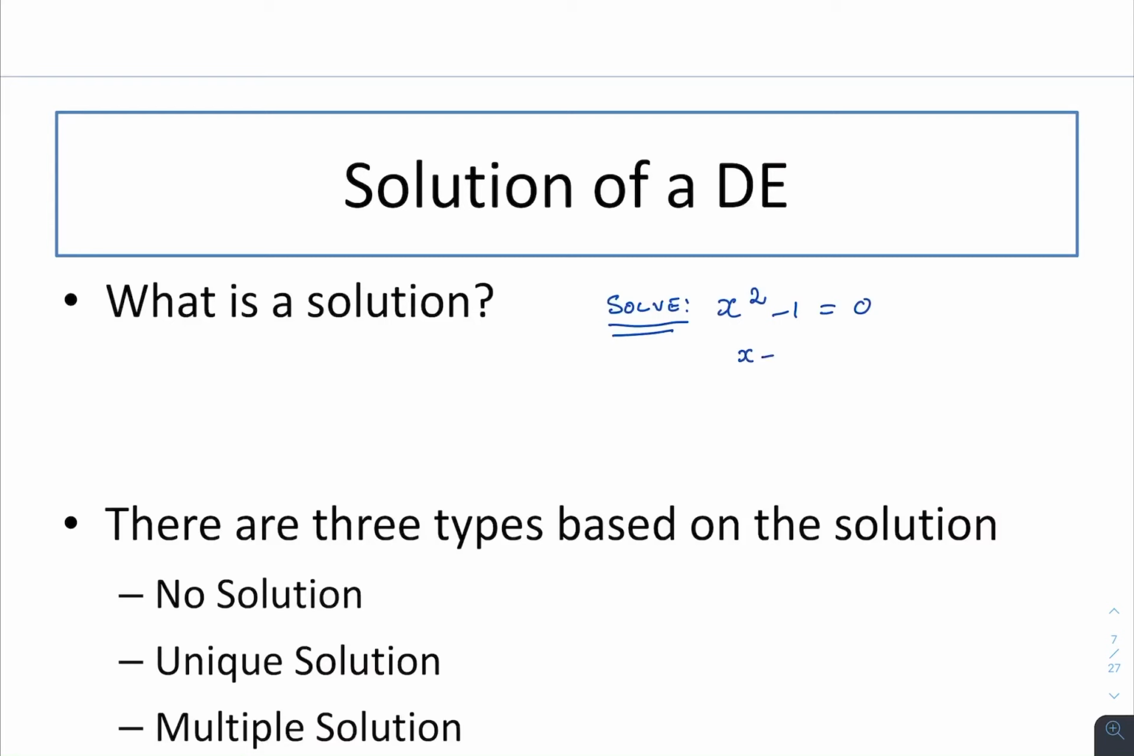And you'd say, well, if I factor it, this is going to be x plus 1 times x minus 1 equal to 0. So I have to set each of them to 0. If I set the first factor to 0, I'm going to have x equal to negative 1. If I set the second factor to 0, I'm going to have x equal to 1.